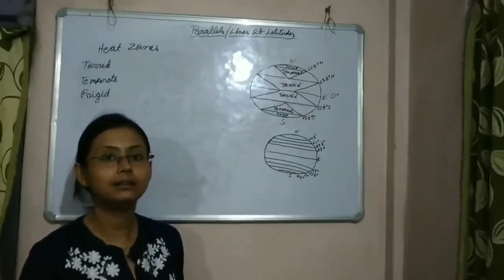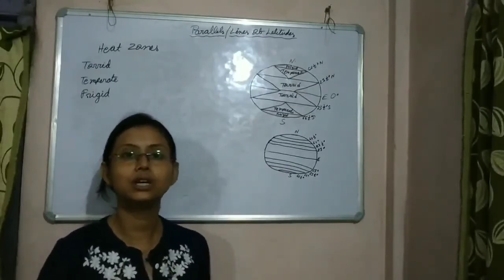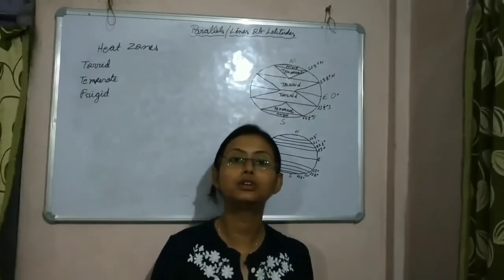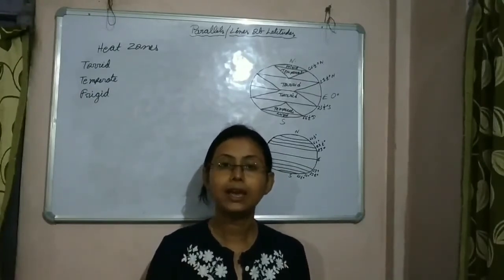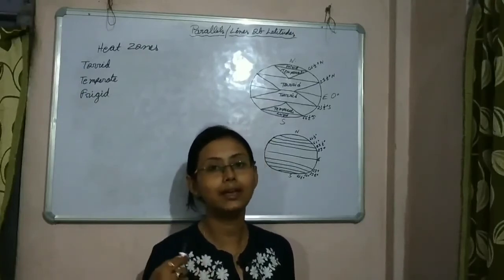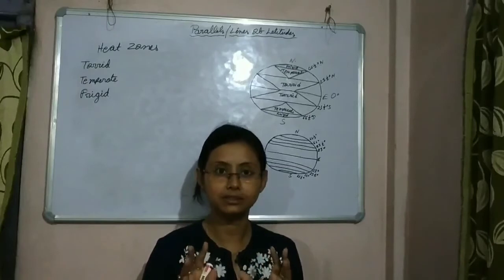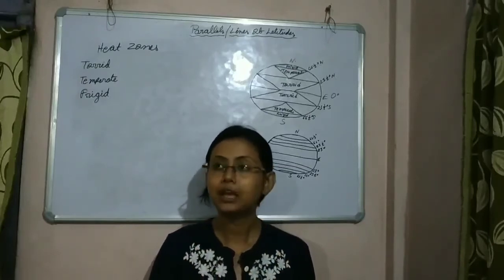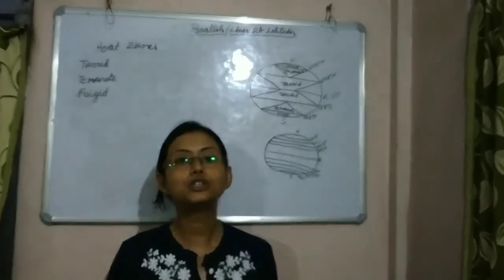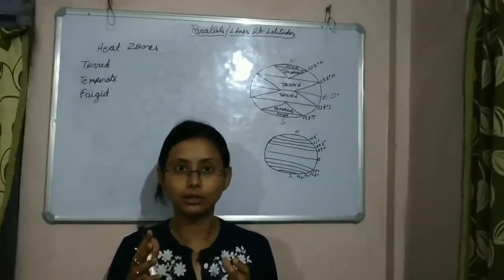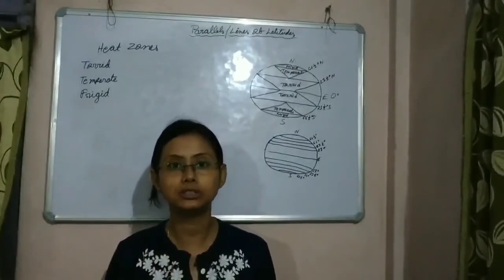Heat zones: the surface of the earth, or all the places of the earth, do not receive the same amount of heat and light from the sun. We know that the earth is spherical in shape and is continuously rotating and revolving around the sun, while the sun stands stable in its place. Due to this rotation and revolution, different parts of the earth get the opportunity to receive heat and light, but the amount is not the same.